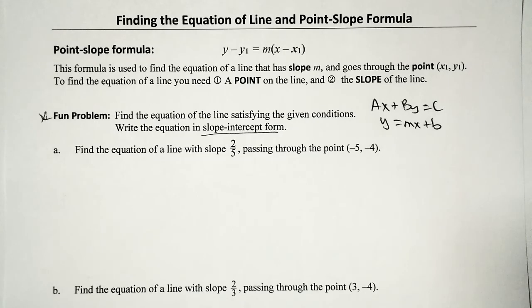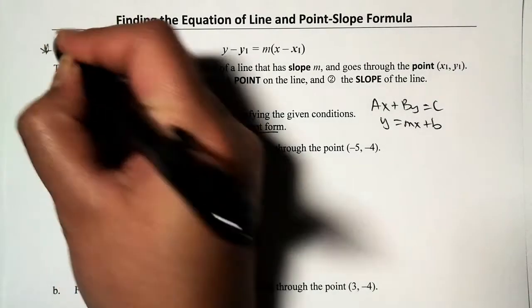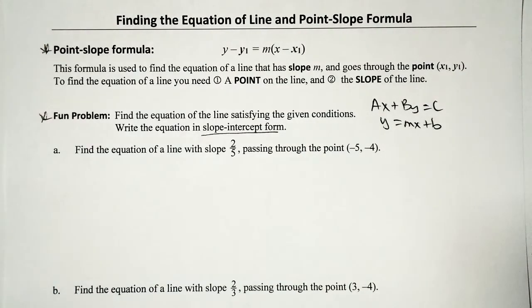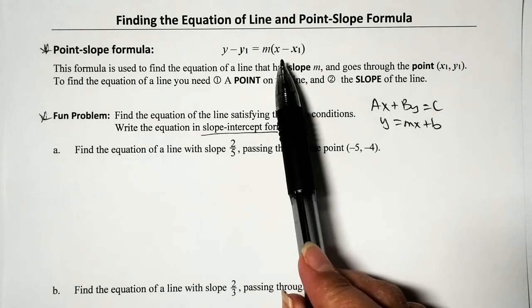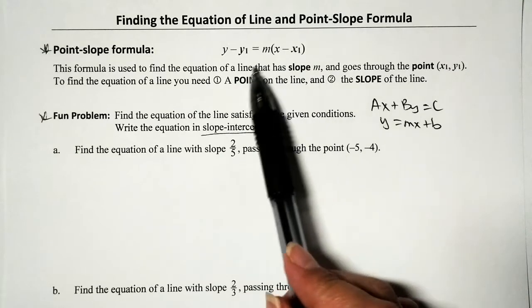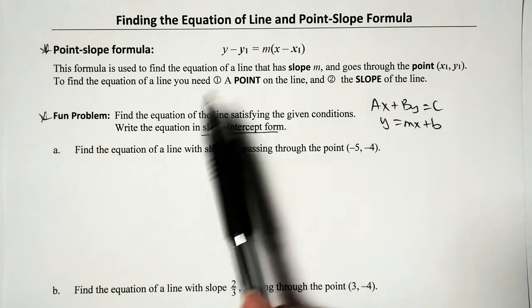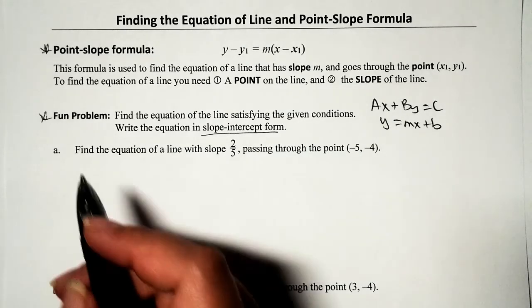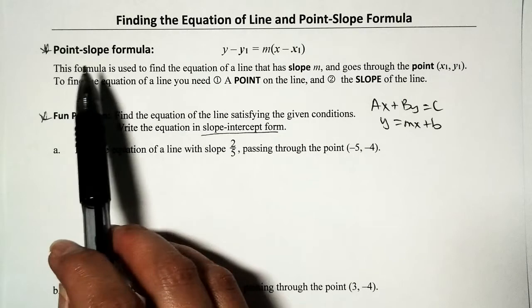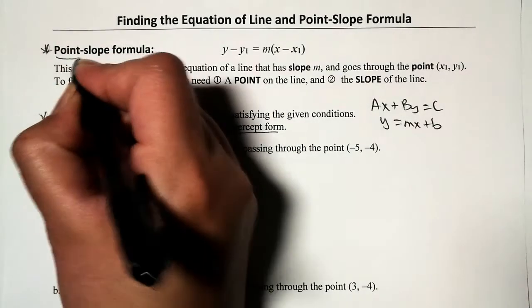To find the equation of a line, you guessed it, we're going to use the point-slope formula. So the point-slope formula reads y minus y1 is equal to m times x minus x1. And this just comes from the slope formula, okay? But that's the end of that. So the question is, how do we use it? To find the equation of a line, you're going to need what's in the name of the title. You need a point and you need a slope.